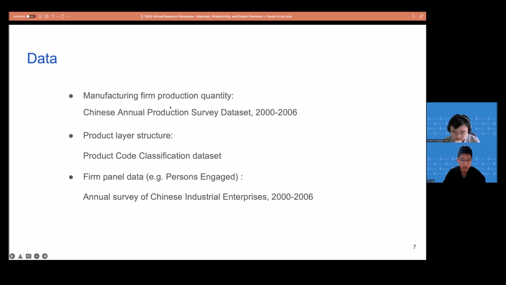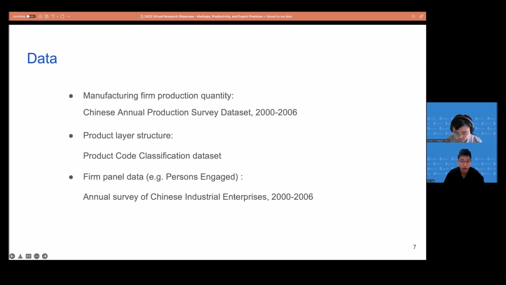And by matching these 2 datasets, the Chinese annual production survey dataset and the product code classification dataset, we could construct the disaggregate product layers for each firm and infer the hidden product in each layer in order to identify the single product firm. On the other hand, the CIE dataset contains many useful firm level information, such as gross industrial output value, persons engaged, total operation input, accumulated depreciation, and sales income.